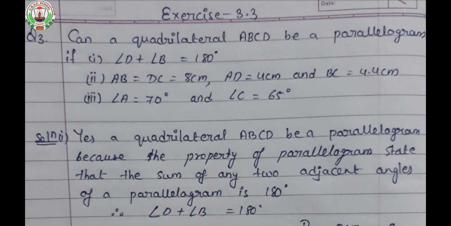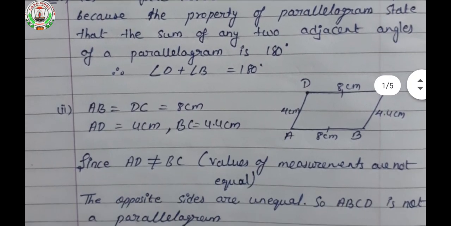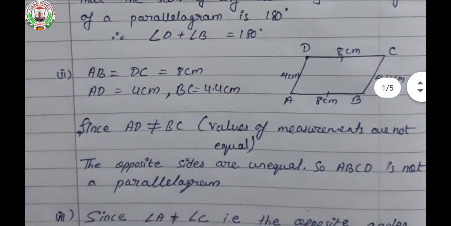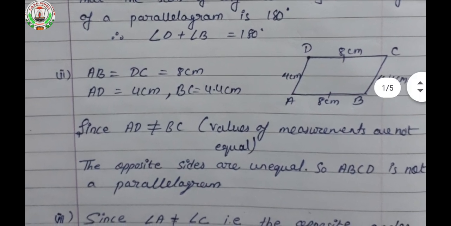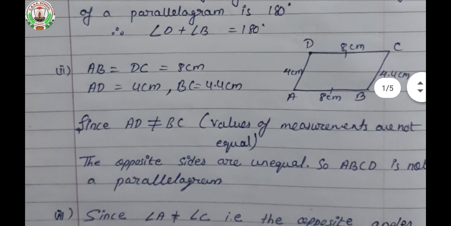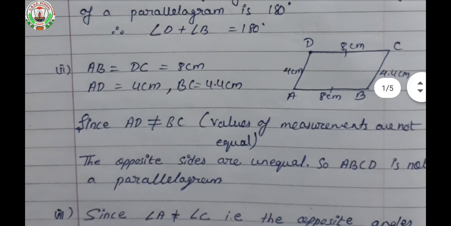Okay, now the second part of question number 3. AB is equal to CD, that means the length AB will be equal to CD, that is 8 centimeters. Then AD is equal to 4 centimeters and BC is equal to 4.4 centimeters, it is given, isn't it? Now see what the solution will be. Here I have drawn a figure. ABCD is a parallelogram, where from the question AB's measurement is equal to CD, that is 8 centimeters, whereas AD's measurement is 4 centimeters and BC's measurement is 4.4 centimeters, isn't it?